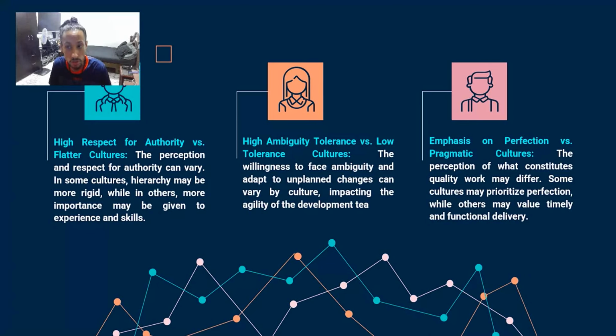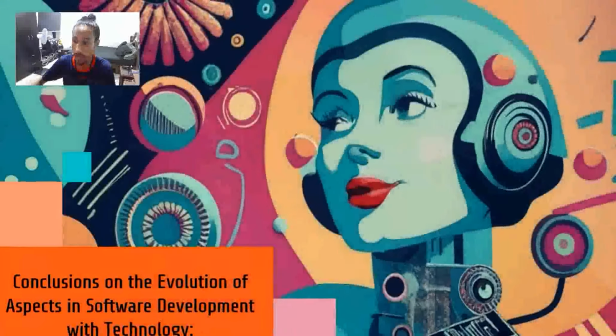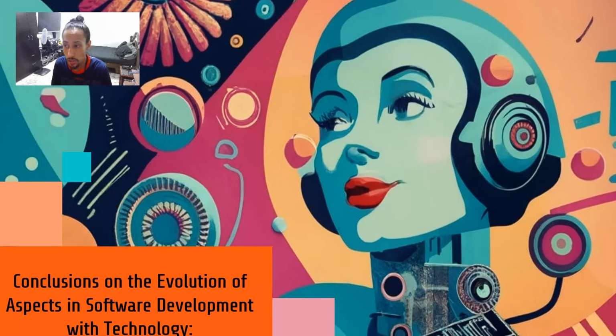Finally, the emphasis on perfection versus pragmatic cultures. The perception of what constitutes quality work might differ. Some cultures might prioritize perfection, while others might value timely and functional delivery. Well, there are some conclusions about the evolution of the aspects of software development with technology.